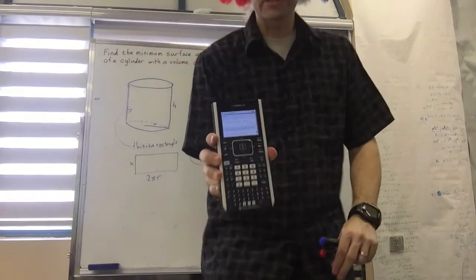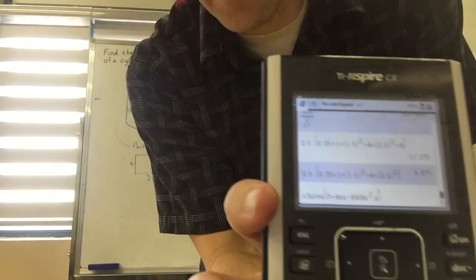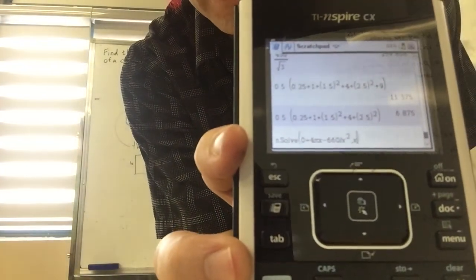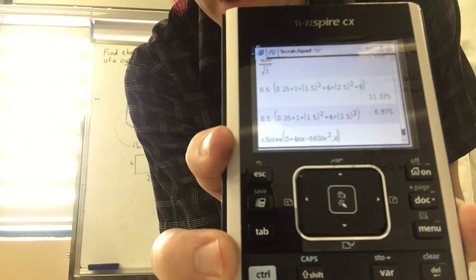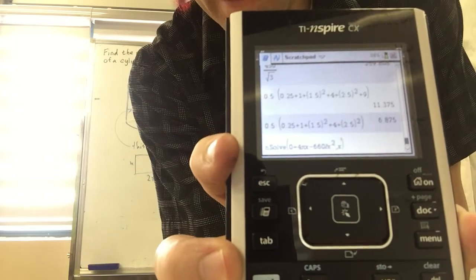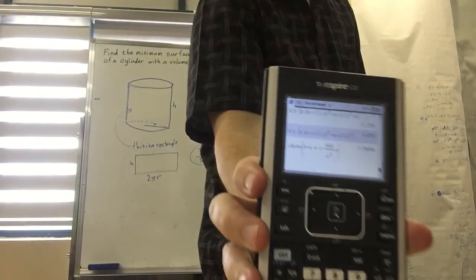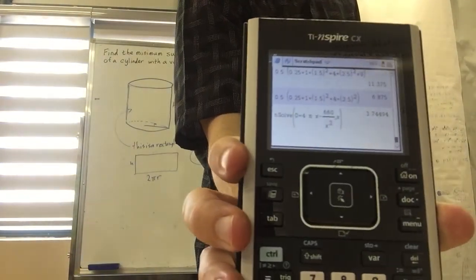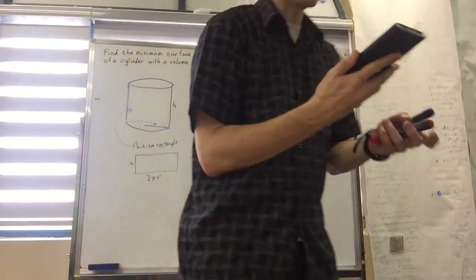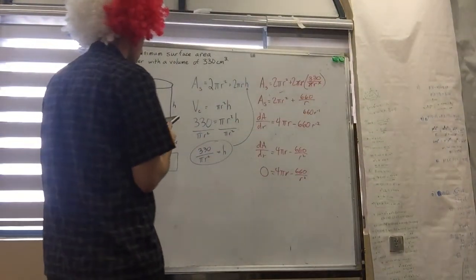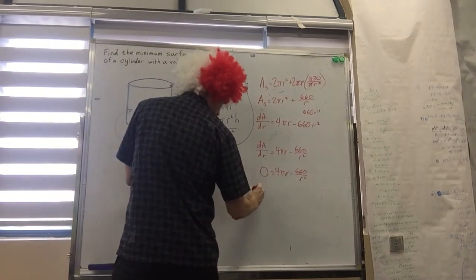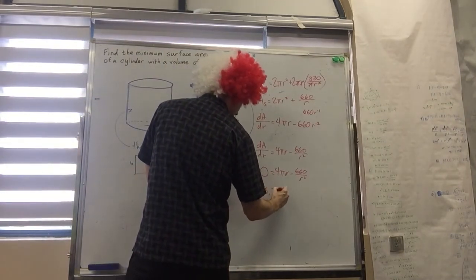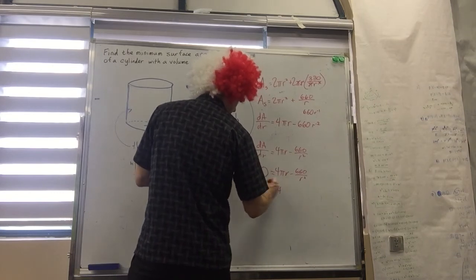All right, so it should look something like this. You see that right there? nSolve 0 equals 4 pi x minus 660 over x squared, and then comma x, solve for x. Okay, and then I push enter, and whoa, there we go. It just gave me a number for that solving, and I got 3.74494. And so that means the r that I want is r equals 3.74 if we round to 3 digits.